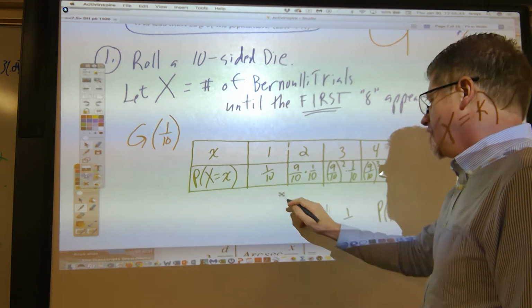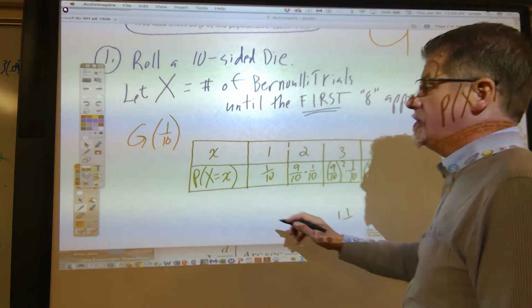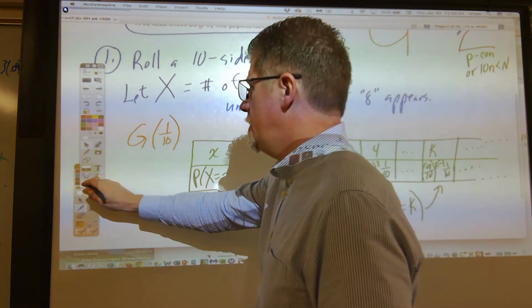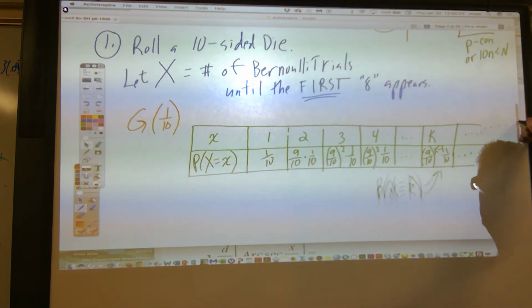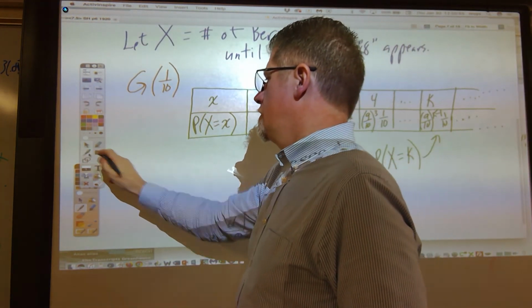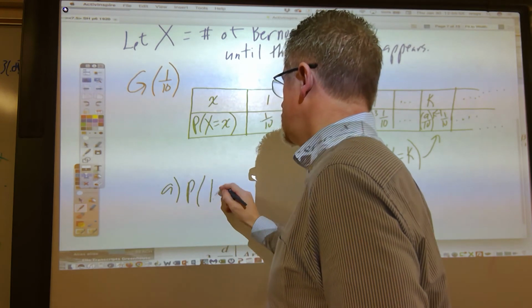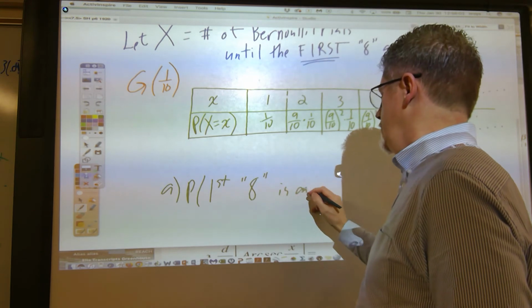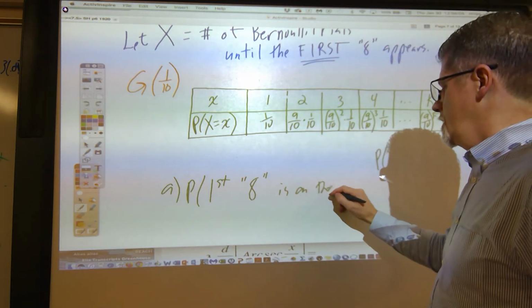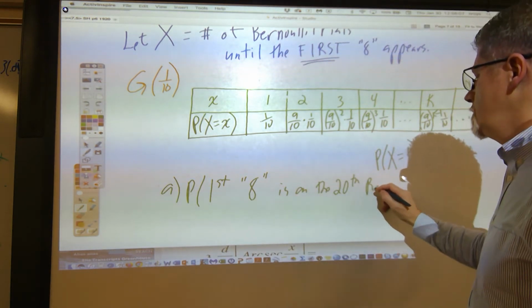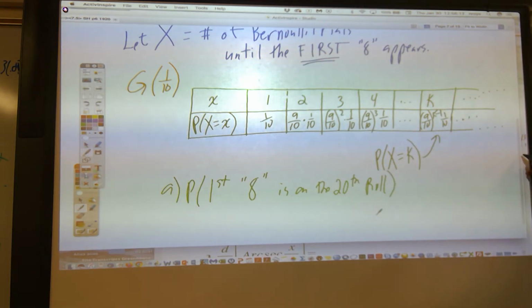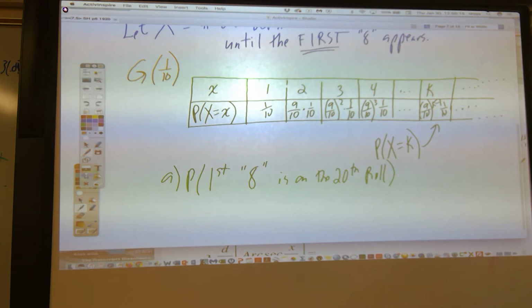So anyway, let's do parts A, B, and C. So far I've just given you the given information for problem 1. Are you ready for this? All right, here we go. Part A. Find the probability that the first 8 is on the 20th roll. Without a calculator, write down what you think the probability is that the first success is on the 20th attempt. Let's give it a go.